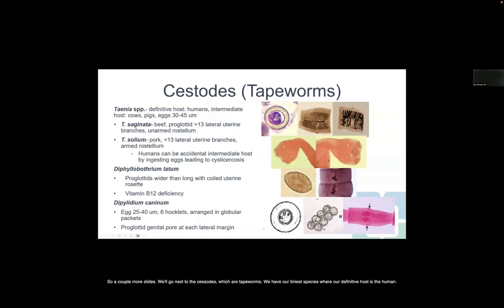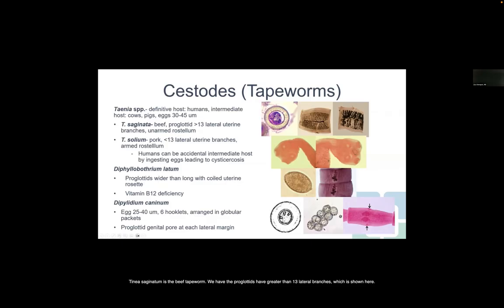So a couple more slides. We'll go next to the cestodes, which are tapeworms. We have our Taenia species, where our definitive host is the human, and our intermediate host is either a cow or a pig. The eggs are the same. They have a thick, radially striated shell.